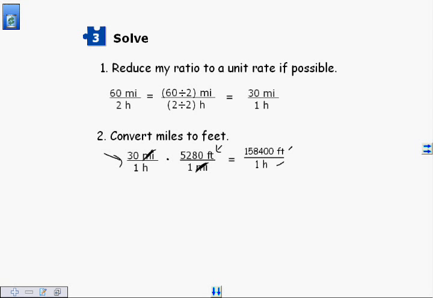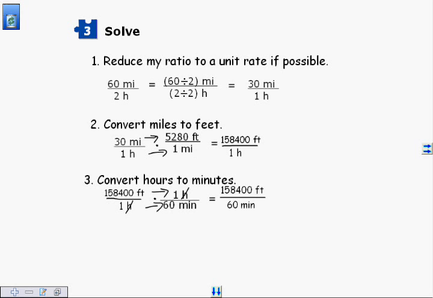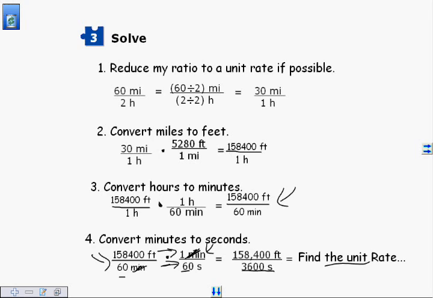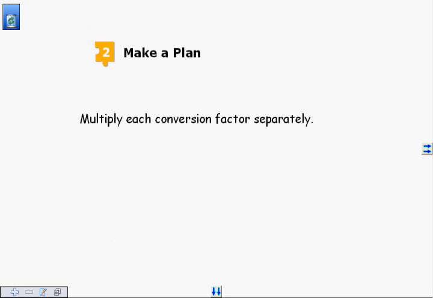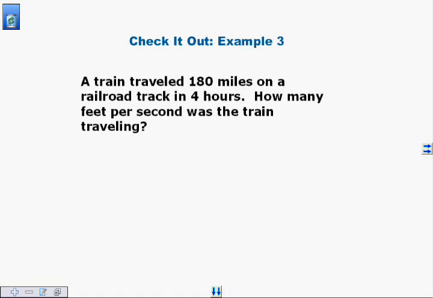I converted my miles to feet by setting up my first ratio to the conversion factor and just multiplied. Then I converted the hours to minutes, so I set up the latest ratio to the other conversion factor. Got 158,400 feet in 60 minutes. Then I converted the minutes to seconds, set up the latest ratio to the other conversion factor. 158,400 feet in 3,600 seconds. Then I just divided it out. That way I could get my unit rate, 44 feet per second. So a lot of steps, a lot of work, but as long as you have this plan to do it separately and you're organized, you're fine.